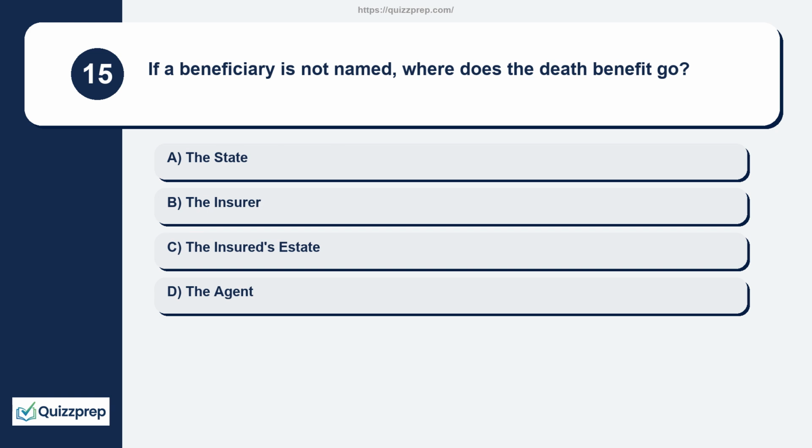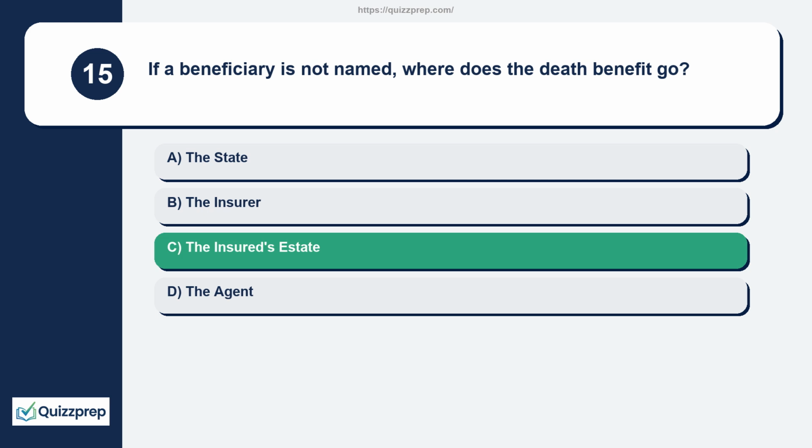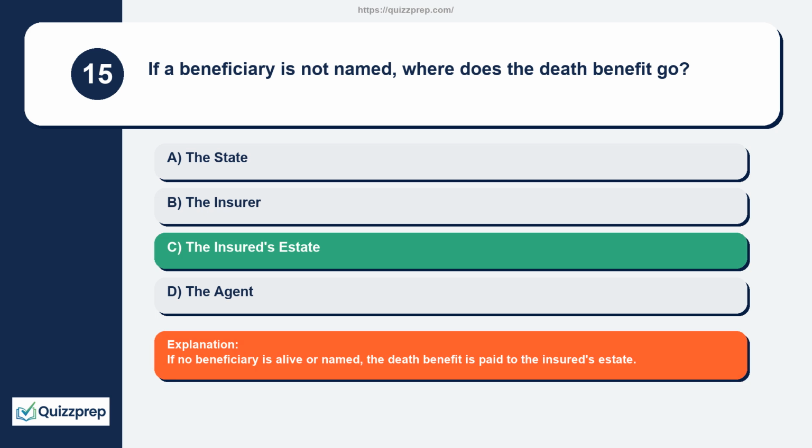Question 15. If a beneficiary is not named, where does the death benefit go? The state, the insurer, the insured's estate, the agent. If no beneficiary is alive or named, the death benefit is paid to the insured's estate.